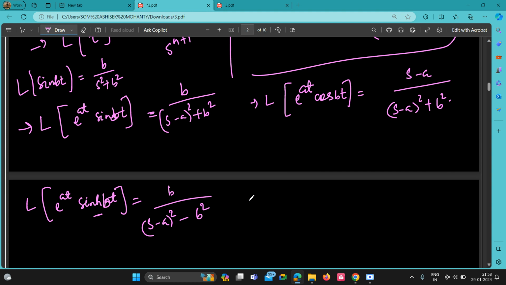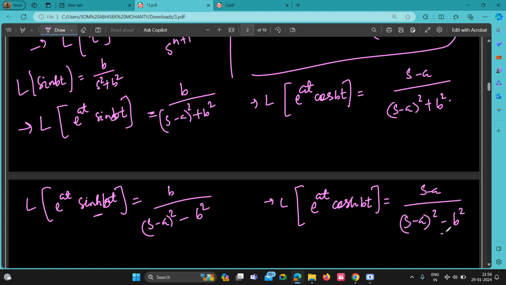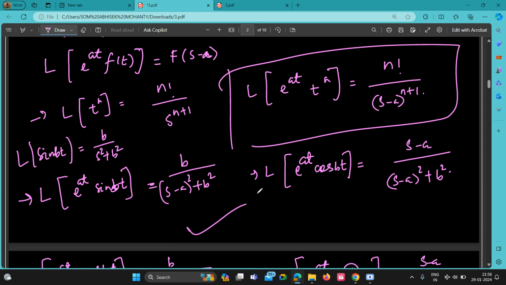Laplace of e to the power at cosh bt would be (s minus a) by (s minus a) whole square minus b square. Why minus? Because of the hyperbolic function. So these are the formulas. I hope you understood. Instead of memorizing, just use the concept. If e to the power at is multiplied, we will just subtract a from s. Only s, nothing else.